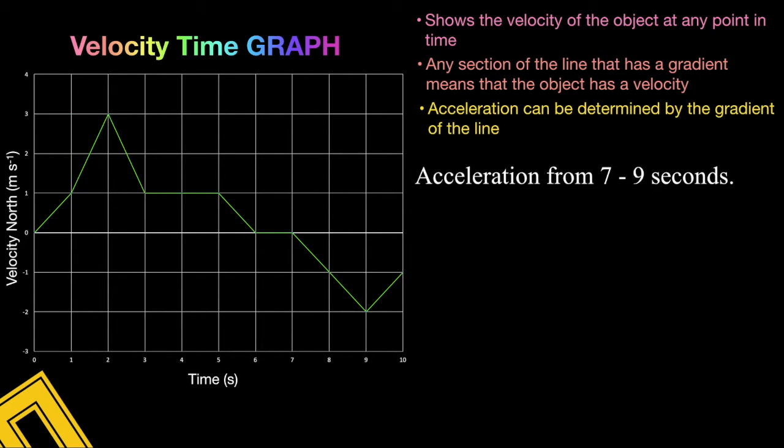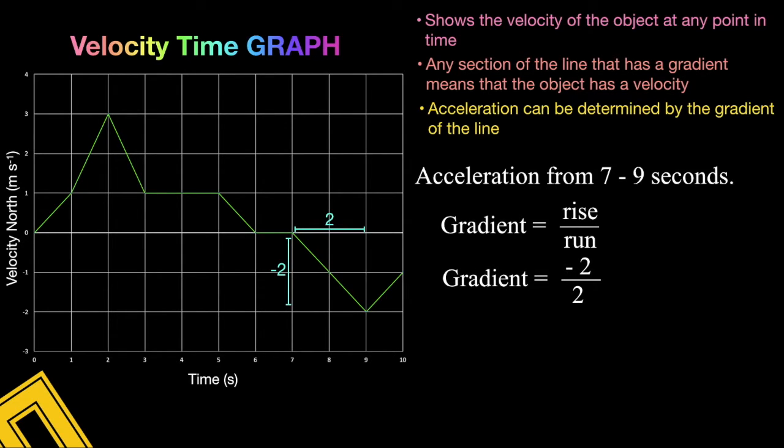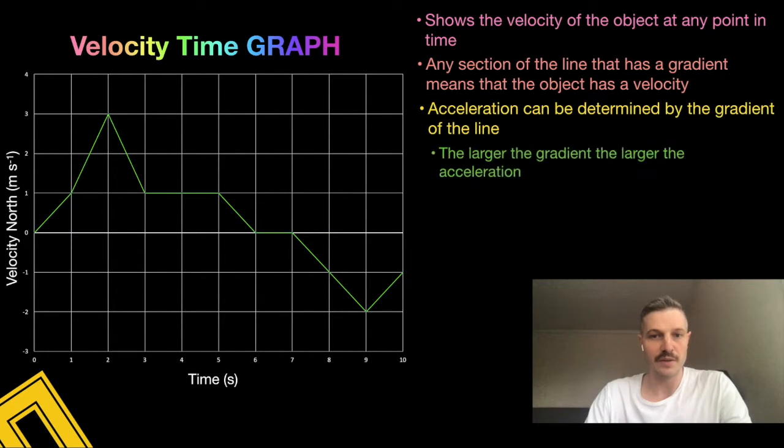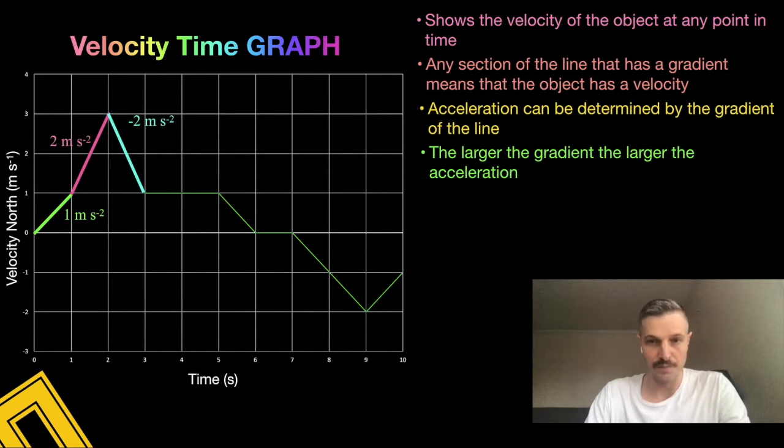The acceleration from 7 to 9 seconds is another example. Rise over run, minus 2 over 2 gives us minus 1. So in this case, our acceleration is negative, and because we've been given a direction, we can say it is 1 meter per second south. Quite obviously, once again, the larger the gradient, the larger the acceleration. And it is, once again, directional.